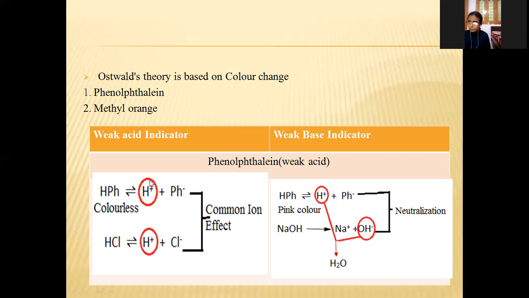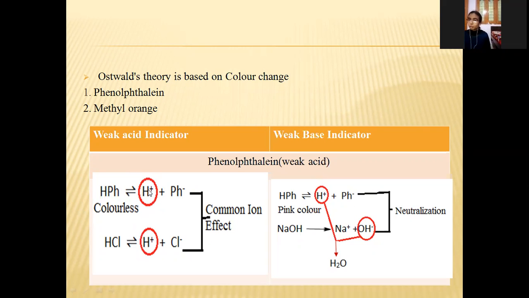If we see here, phenolphthalein and the hydrochloric acid, the hydrogen ions are common. See here, H plus and H plus are common. So here the common ion effect is formed and also it is a reversible reaction. So here both are acid. See here, phenolphthalein is also an acid and the hydrochloric acid is also an acid.